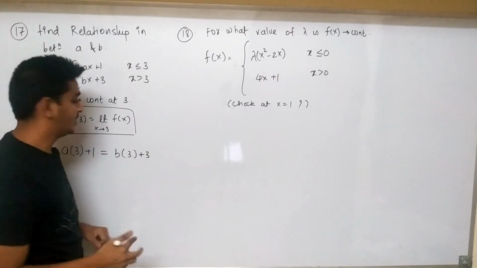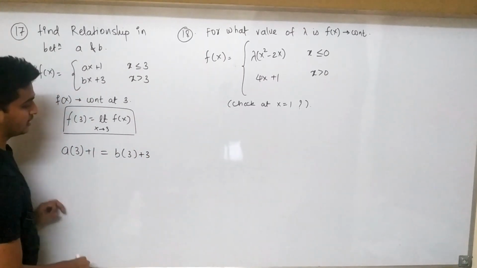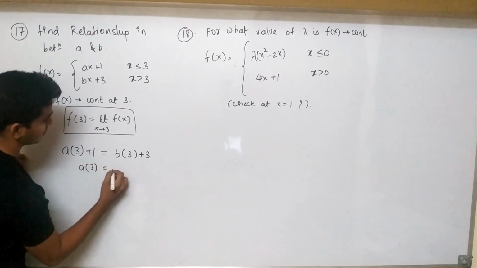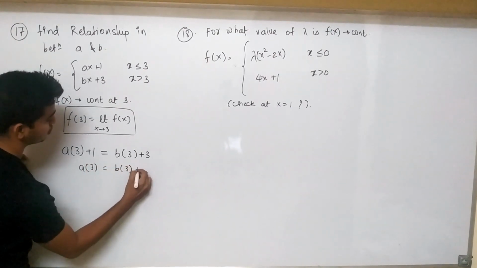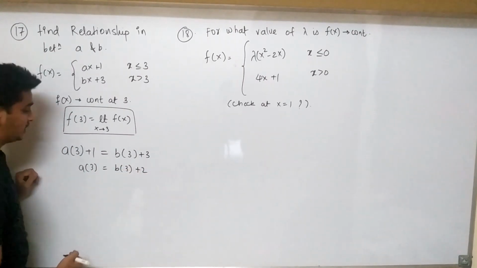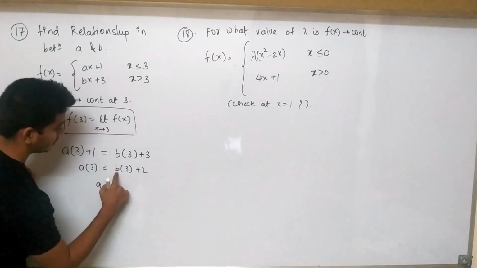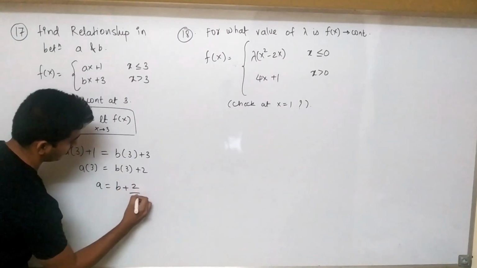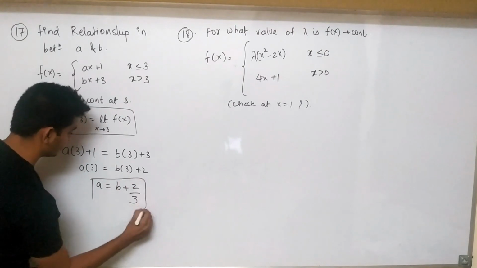It's that simple. Now you just have to do the simplification. So we can say that a times 3 equals b times 3 plus 2, since we have subtracted 1 from both sides, and then divide by 3 on both sides. So a equals, when you divide this by 3, b plus 2 upon 3. So this is your answer.